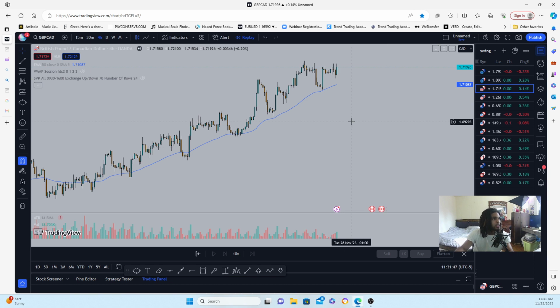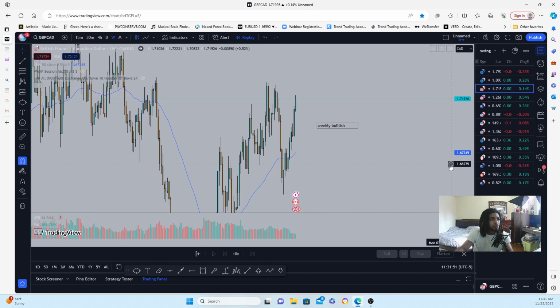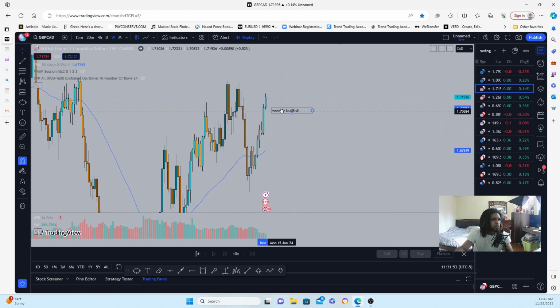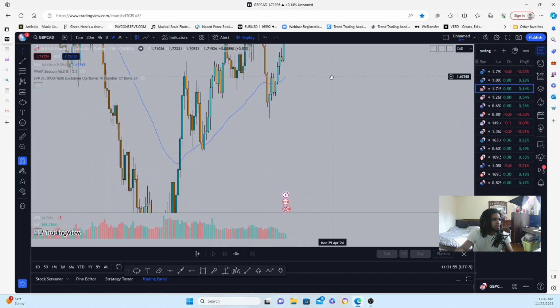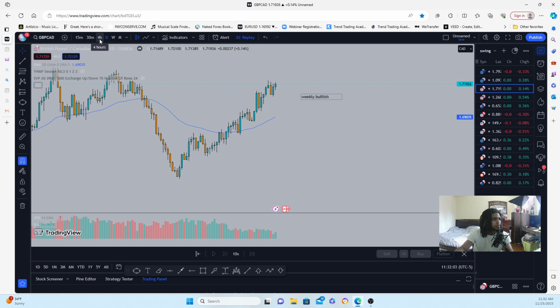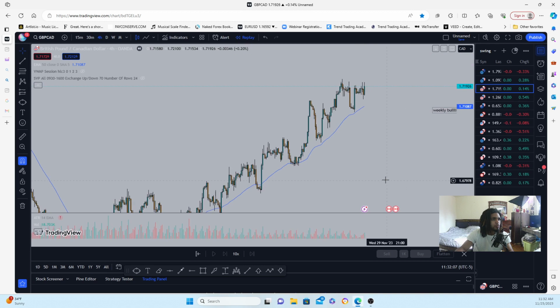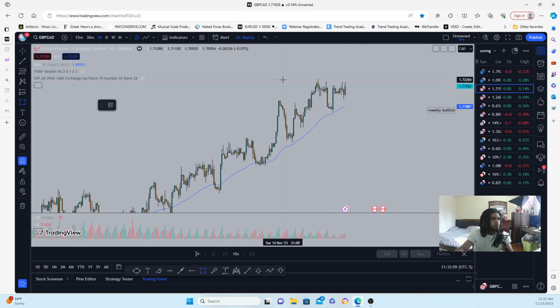Okay. GBP GAD. Weekly bullish. Yep, right here. Bullish. We see price acting up right here. We're gonna put that right there for a level.